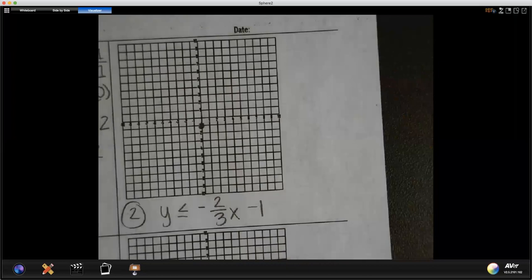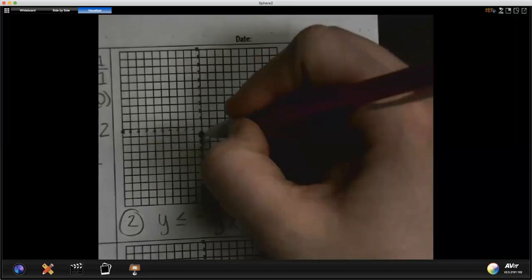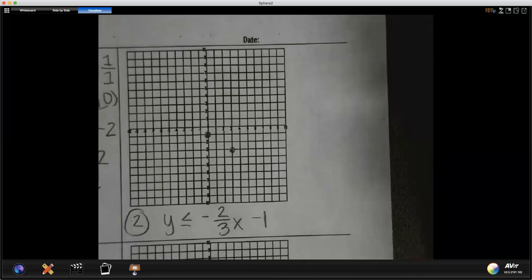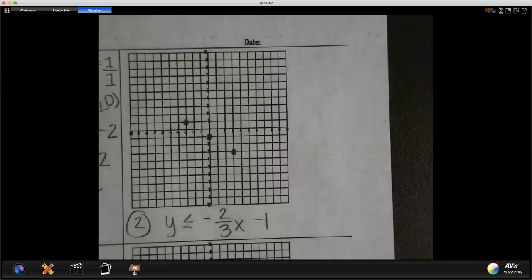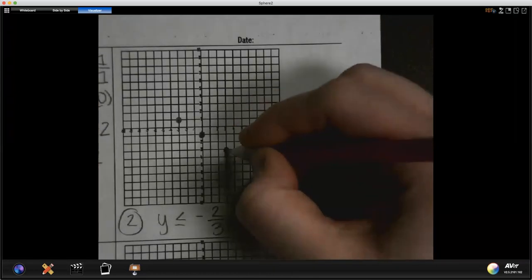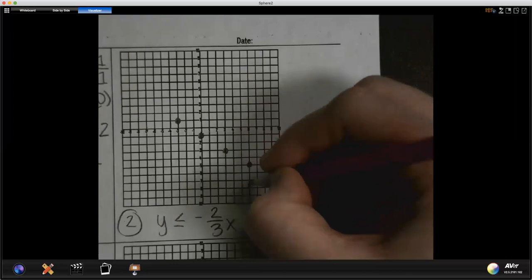What does negative 2/3 mean for how I'm moving up and about on the graph? So I could go down 2, yeah. Yep. So I could have gone down 2 to the right 3. I also could have done the opposite direction, which would have been up 2 to the left 3. Remember, if you have a negative slope, only one of the numbers is considered negative. Right, now continue that pattern, down 2 to the right 3, or up 2 to the left 3.